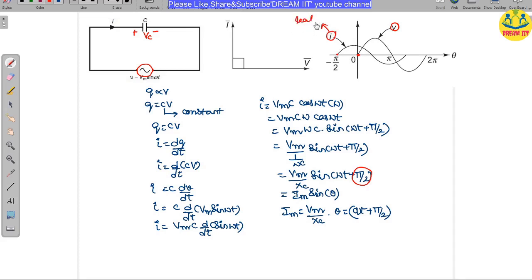So the current was leading. Previously, the current was starting from here, across some 90 degrees, the current was lagging; the starting point is somewhat lagging. Here you can observe the starting point is before the voltage only, that's why we can say the current was leading. So if you draw the phasor diagram, this is of the waveforms.